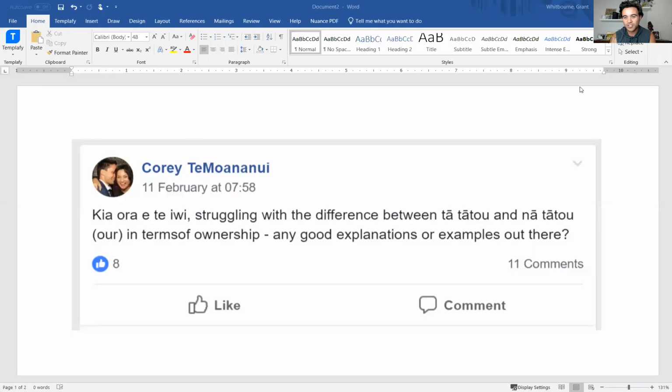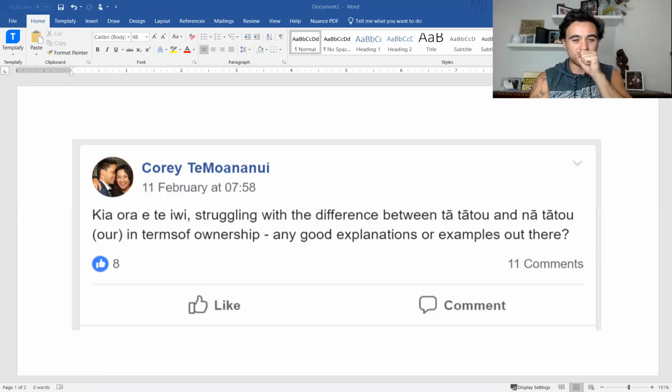Now, today's question comes from Corey. Kia ora hoa. Corey's question is, kia ora e te iwi, struggling with the difference between takatou and nā takatou, in brackets, in terms of ownership. Any good explanations or examples out there? Great question, because I can see how this is confusing people.